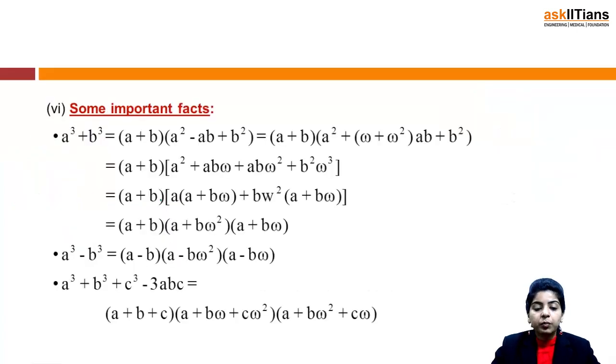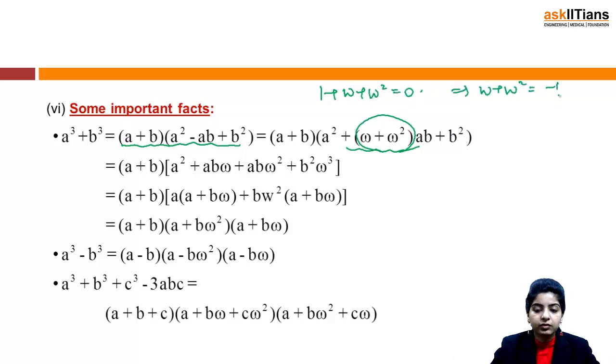Now we have some important facts like a cube plus b cube is equal to a plus b into a square minus ab plus b square. Now we can also write it as, instead of minus, we can write omega plus omega square using the result. So this gives me omega plus omega square is minus 1.